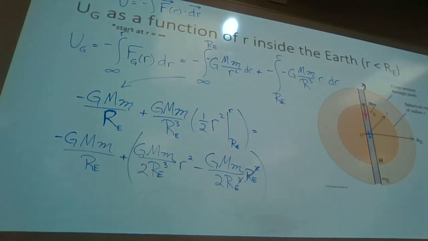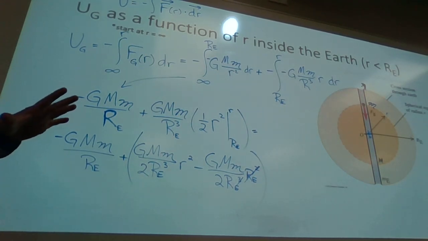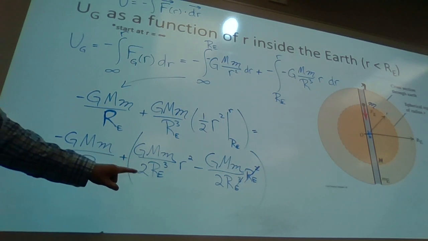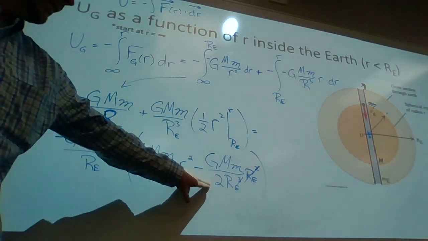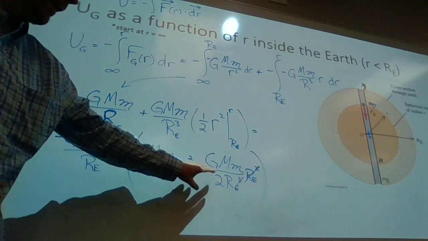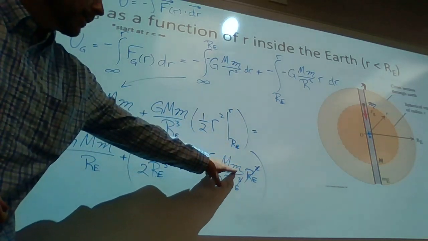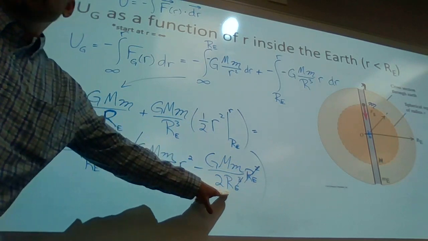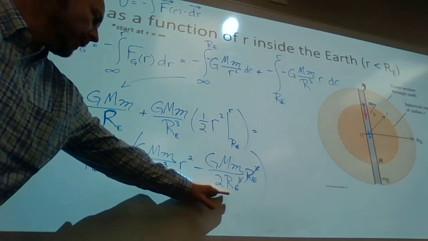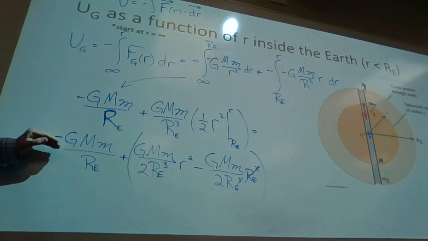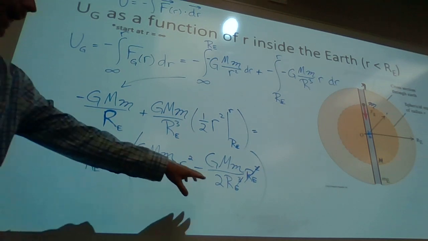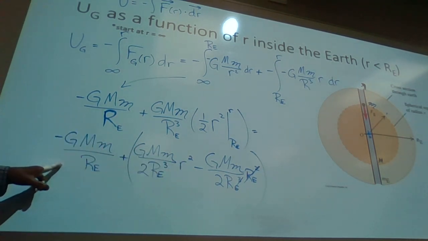Wouldn't it look a lot simpler if you just factored out all the G's and M's? Sure. So this just becomes right here. You see how this is just 1/2 GM script M over R, the radius of the Earth? I'm just subtracting this from this. No, not subtracting, I'm adding a negative. This is a negative, this is a half, this is a whole. So we get 3/2.